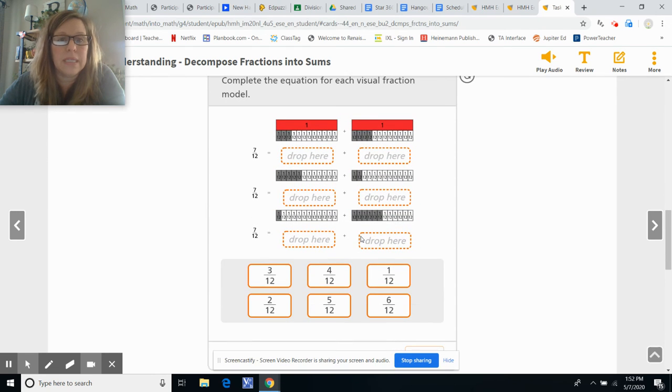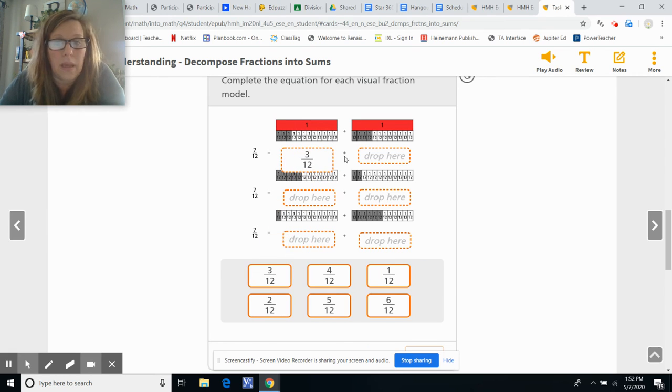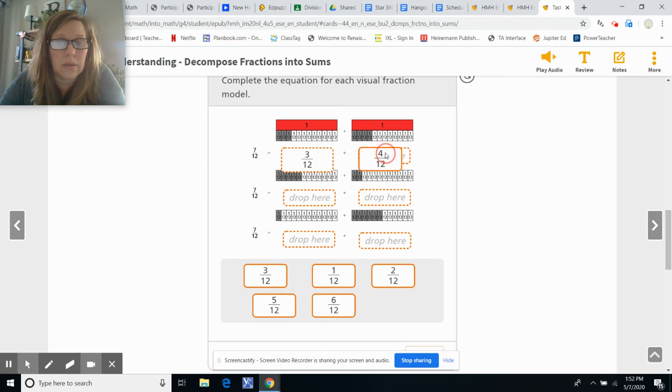So let's go down here, and it says to complete the equation for each fraction model. Based on the numbers that I just used, we are now going to write those fractions. In this case, if we forgot what we did, it's already shaded in here. We have 1, 2, 3/12. So let's find our tile that has 3/12 and drag it up. And then we're going to add 1, 2, 3, 4/12. Right there.